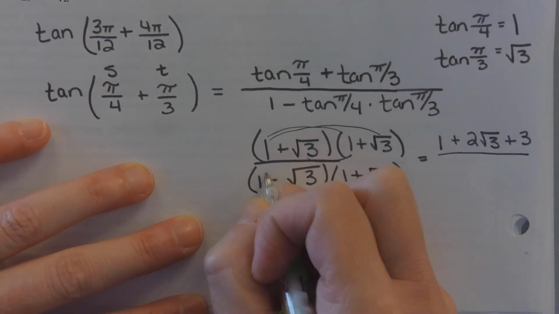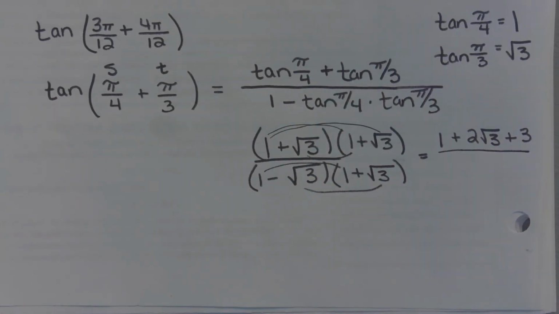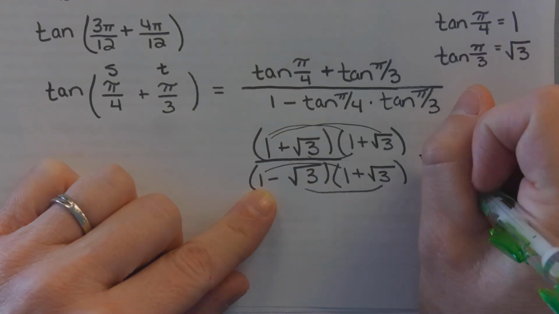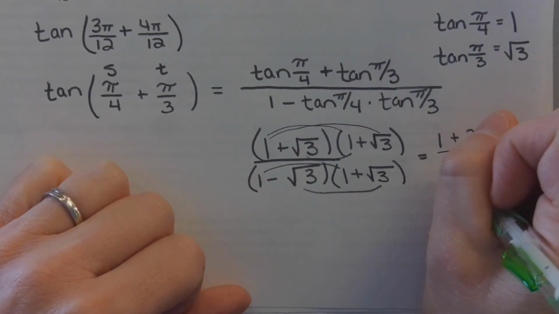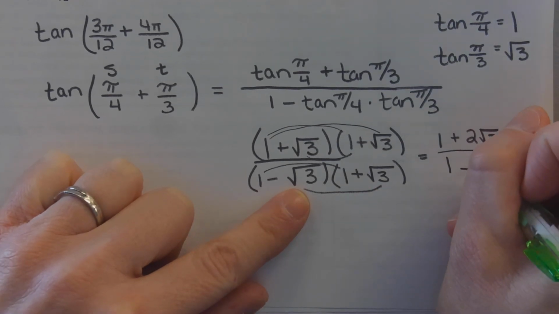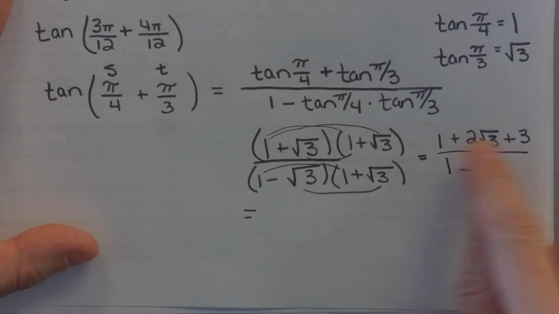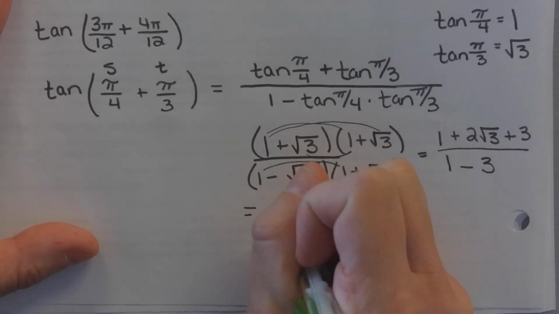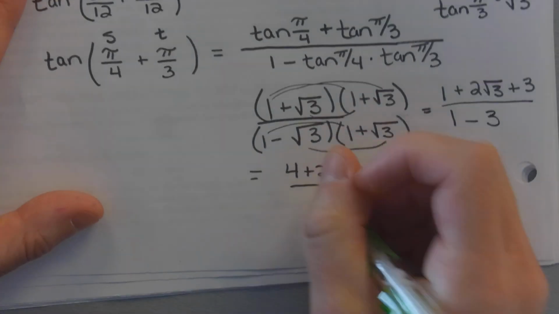In the bottom, remember, you only need to FOIL the outer and inner terms are going to cancel each other out. I mean, you can multiply them, but you don't have to. 1 times 1 is 1. A negative times a positive is a negative. Root 3 times root 3 is 3. Okay, let's keep simplifying. I can add the 1 and the 3 in the top, so I have 4 plus 2 root 3 all over negative 2.